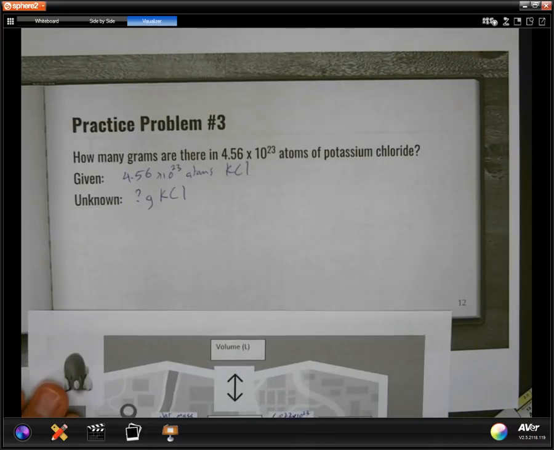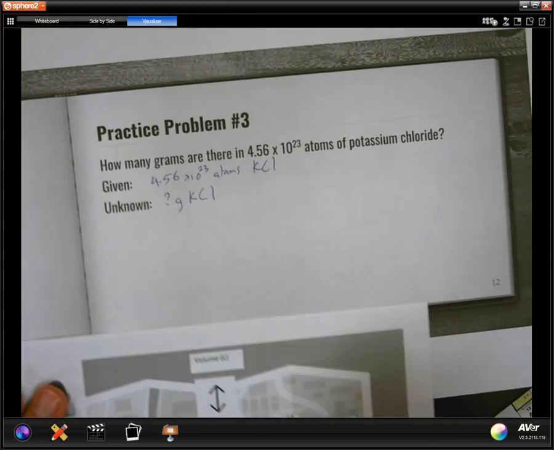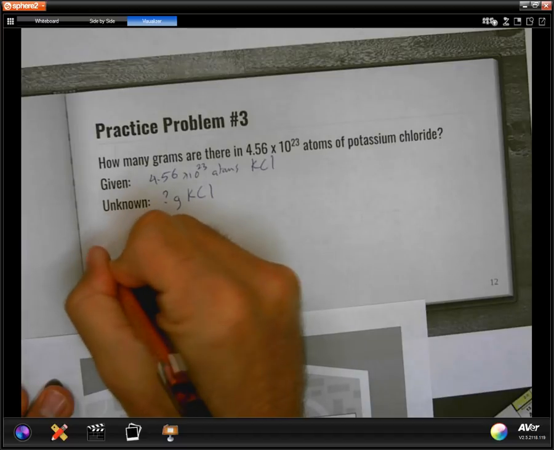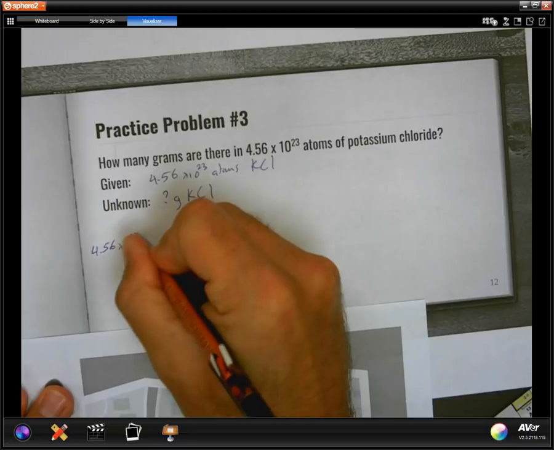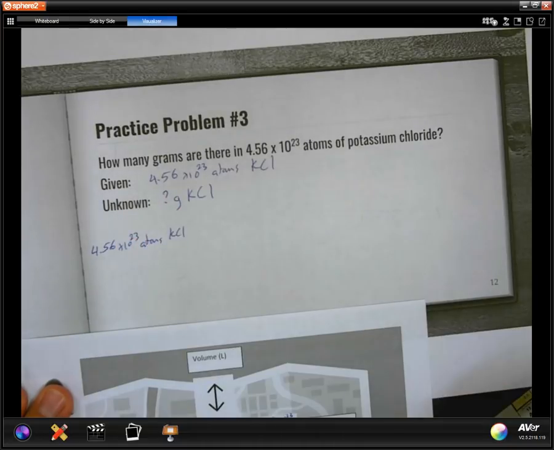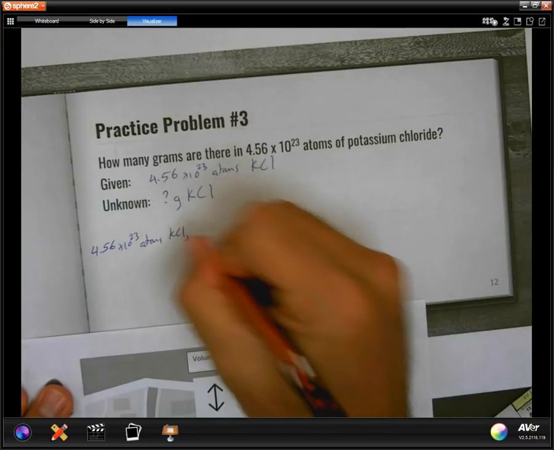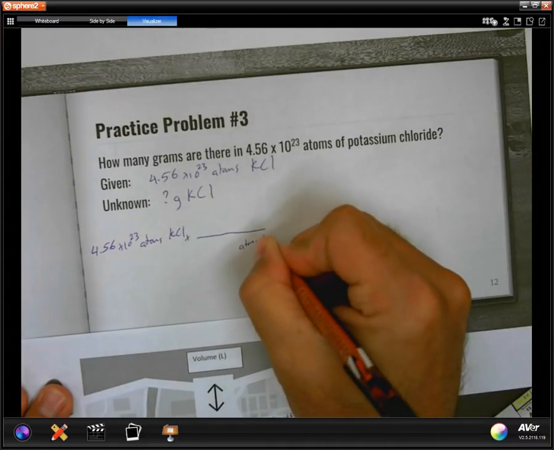So now we're going to go ahead and do our steps. We're going to write down what the problem gave me. Write down what you know. I know I have 4.56 times 10 to the 23 atoms of potassium chloride. Step 2, follow your unit. Atoms of potassium chloride, atoms of potassium chloride.